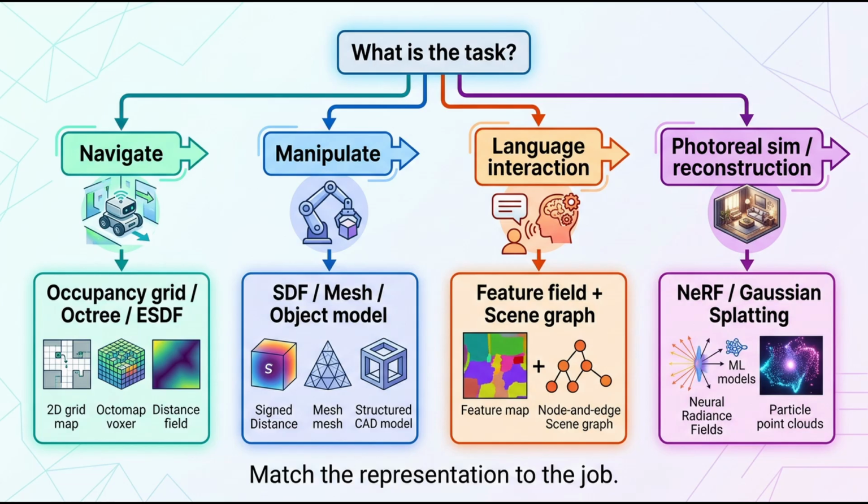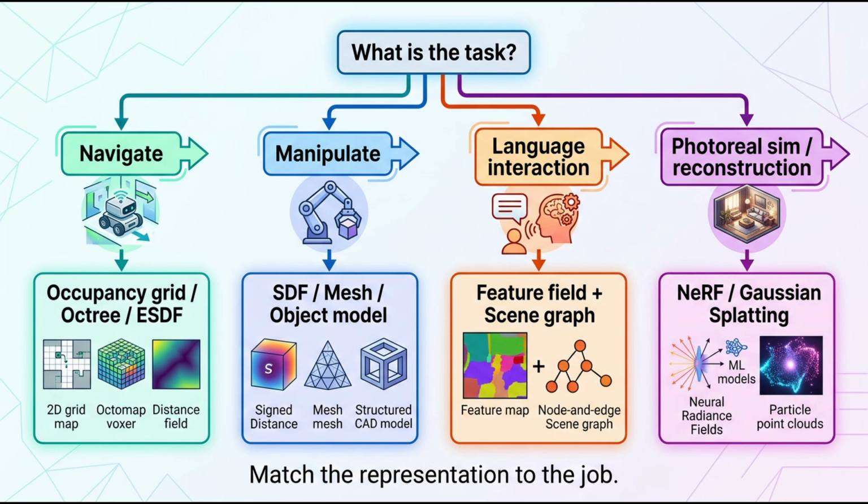If the task is manipulation, grasping and moving objects, the demands flip. Now you need high geometric precision right at the surface, ideally with the ability to reason about specific object shapes. Signed distance fields, meshes, and increasingly neural or Gaussian object models shine here because grasp planning lives or dies on accurate local geometry. If the task involves language and open-ended interaction, find the thing I described, you need semantics fused into 3D, feature fields and semantic maps, very likely sitting on top of a scene graph so the agent can reason symbolically about what you asked.